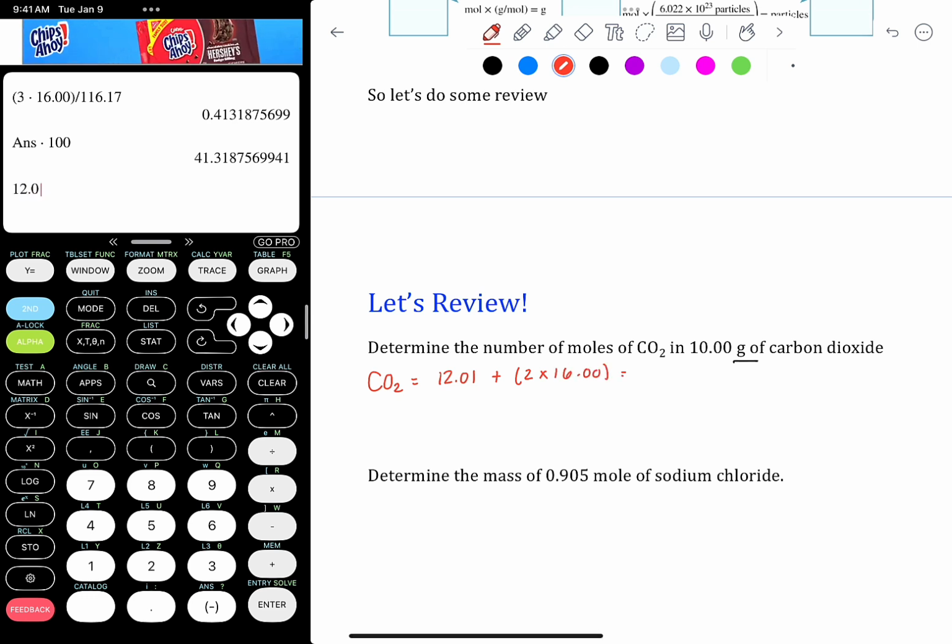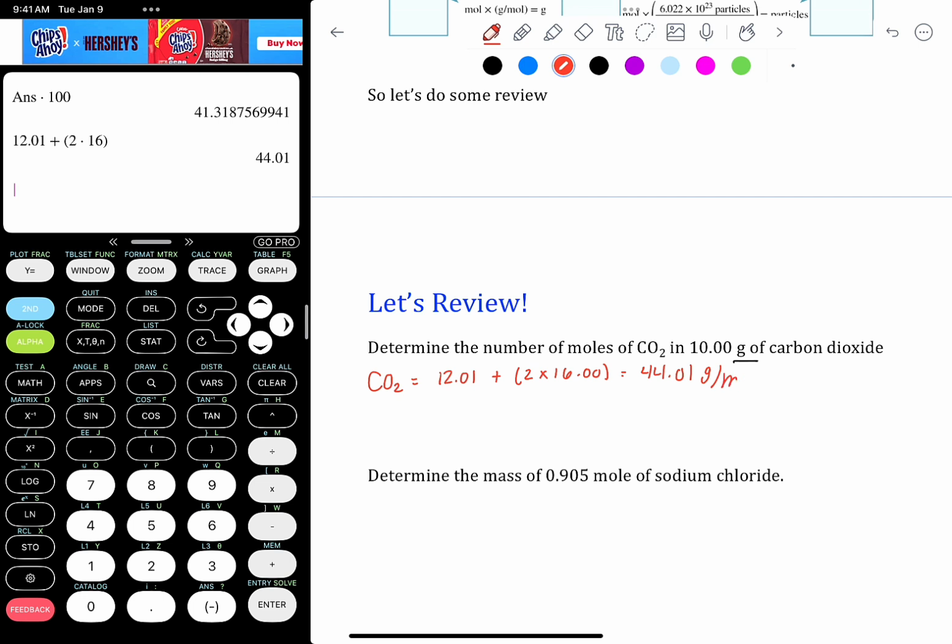So we get 12.01 plus 2 times 16. This is 44.01 grams per mole. We are now talking about moles in grams, so we have to use molar mass units, which are grams per mole.